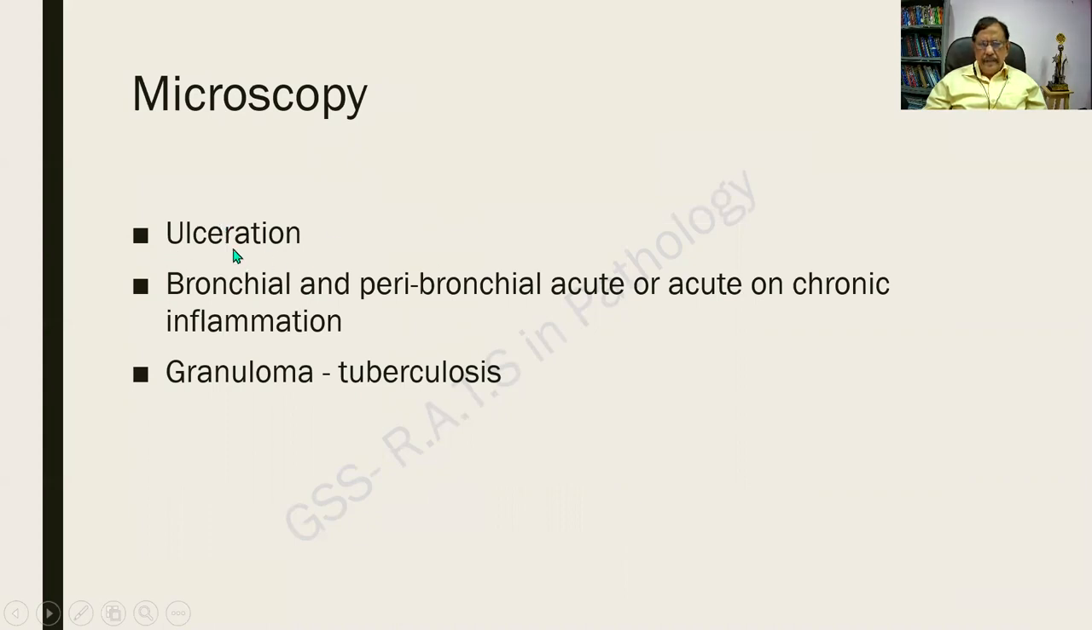There will be an infection, inflammation leading to ulceration. When it is persistent, initially there is an acute inflammation of short duration. Later on, it is persistent and becomes an acute on chronic inflammation. Because of this, there will be fibrosis, peribronchial fibrosis, leading to distension, ulceration, inflammation. In a case of tuberculosis, you find that there will be granuloma. Granuloma is the hallmark of tuberculosis, caseating granuloma.